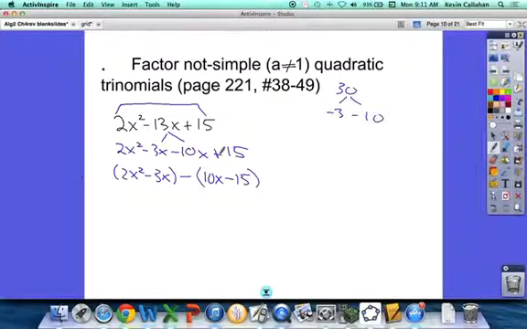Okay, now factor the first set of parentheses. What is the greatest common factor? X. And what's left inside the parentheses is 2x minus 3. Okay, what's the greatest common factor between 10x and 15? There's a 5. 2x minus 3, right? Is it a coincidence that there's the same thing in parentheses? No, it's supposed to be that way. You wouldn't be able to take the next step unless that was true.